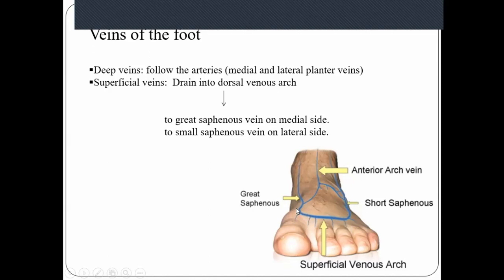This dorsal venous arch is the one which gives rise to the greater saphenous vein and the small saphenous vein. On the medial side, it drains into the great saphenous vein, and on the lateral side, it drains into the small saphenous vein. So this dorsal venous arch lies over the heads of the metatarsal bones, the surface one.